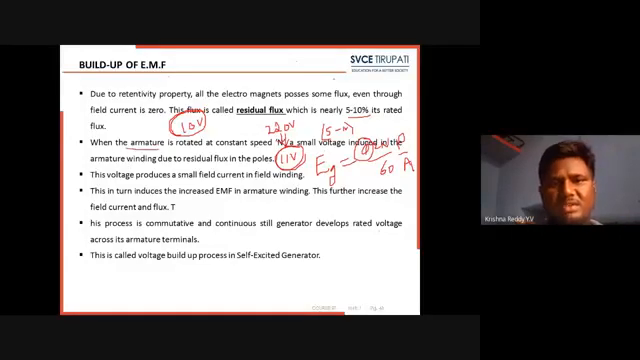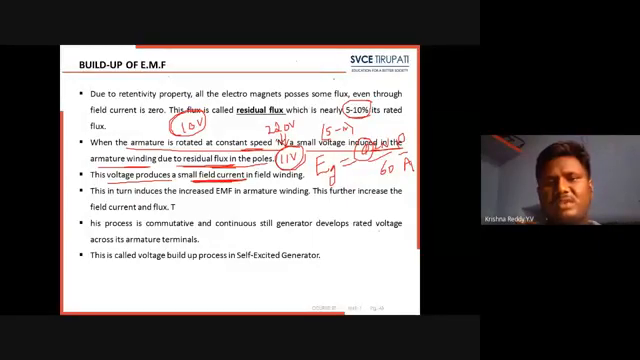When the armature is rotated at a constant speed, a small voltage is induced in the armature winding due to the residual flux in the poles. This voltage produces a small field current in the winding. This in turn induces an increased EMF in the armature winding. This further increases the field current and flux. We are seeing this one.